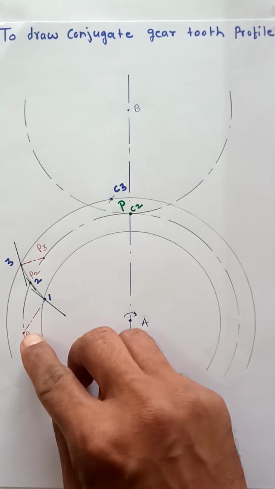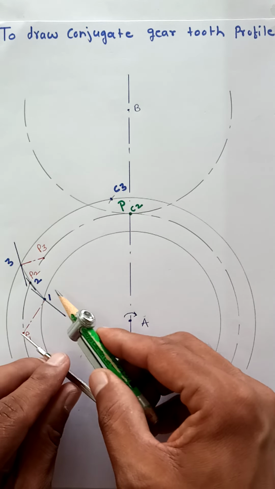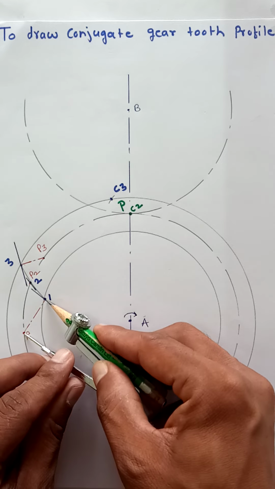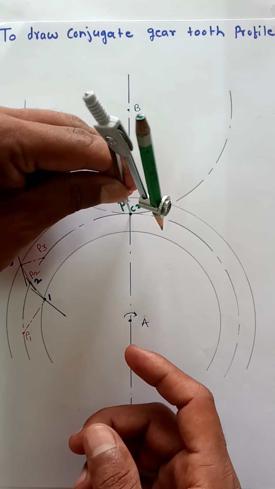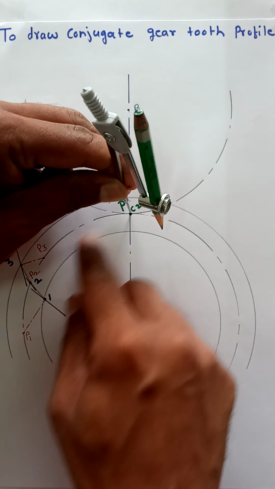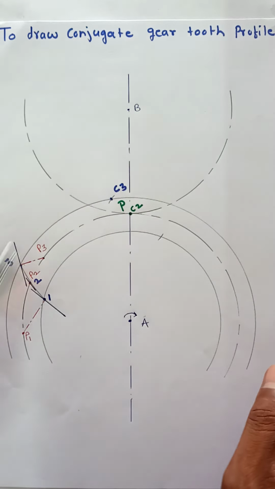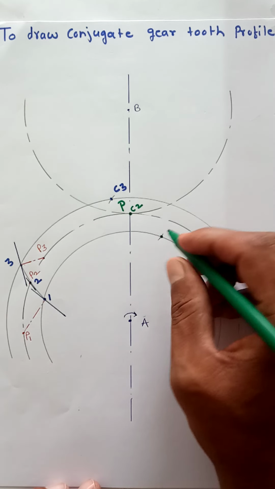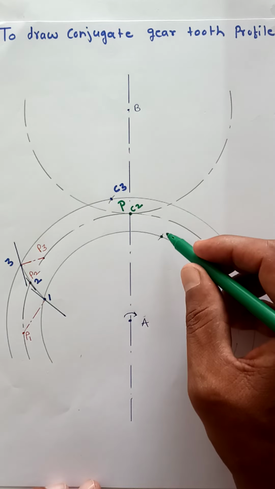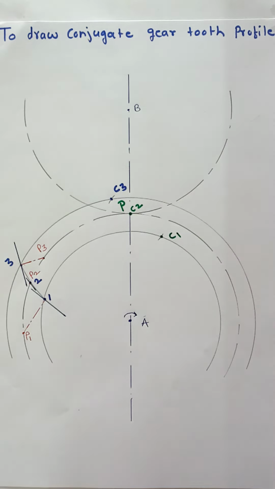Now when P1 is at P, we'll mark the position of point 1. Let us take the distance P1 1, with center at point P. When P1 is at P, point 1 will be here on the circle passing through 1. So this is the position of 1 when P1 is at the pitch point P. Let us call this point C1.